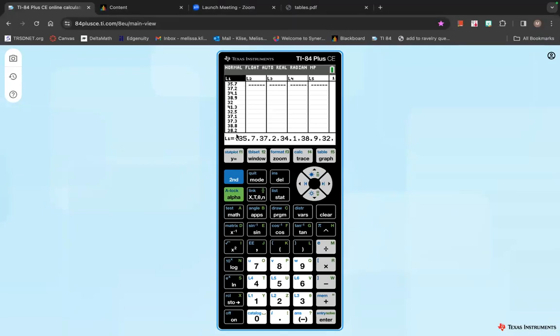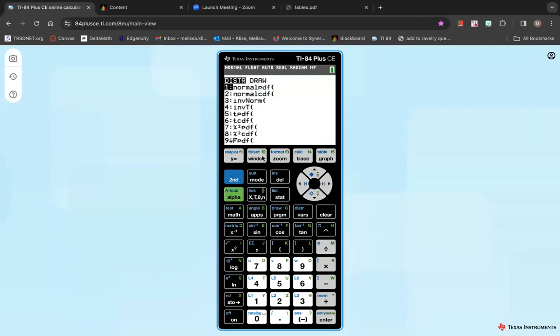Oh, I just erased. No, okay. If it wasn't already in there, you would enter your data into the L1. Now you're going to do second vars. Now I just lied. Hit stat and go over to tests. And we want T interval, which is number 8. So go all the way down here to number 8.